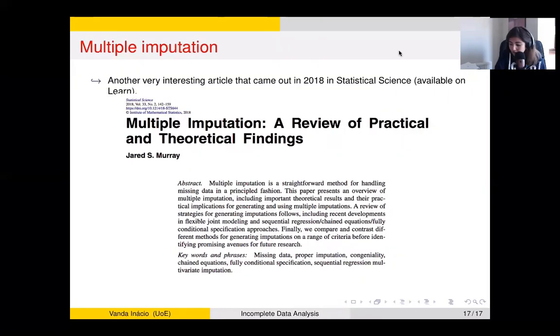And also a paper that came out more recently, 2 years ago, in the journal called Statistical Science, and the title is Multiple Imputation: A Review of Practical and Theoretical Findings. If you go over the introduction, you will find a lot of concepts that we will be covering in the next two videos, and also some concepts that we covered in the past lecture.